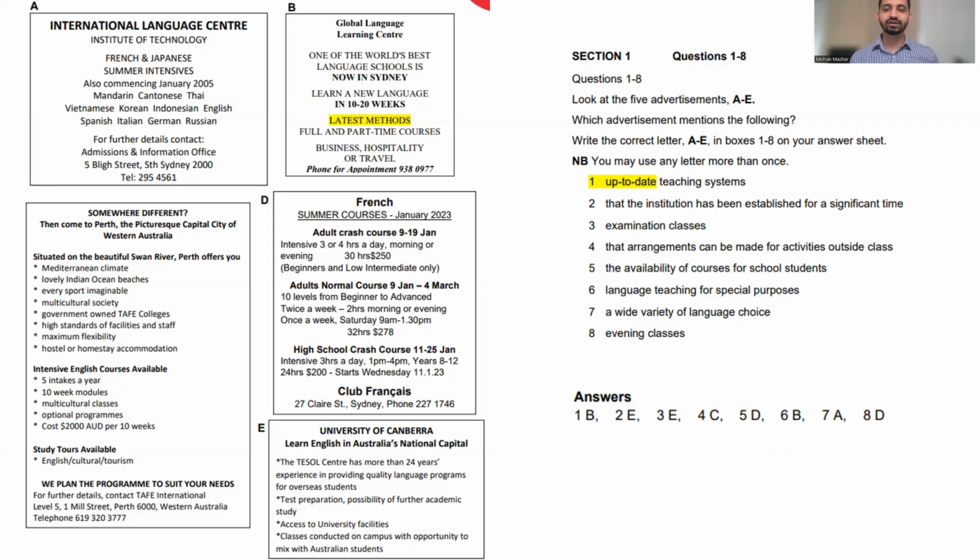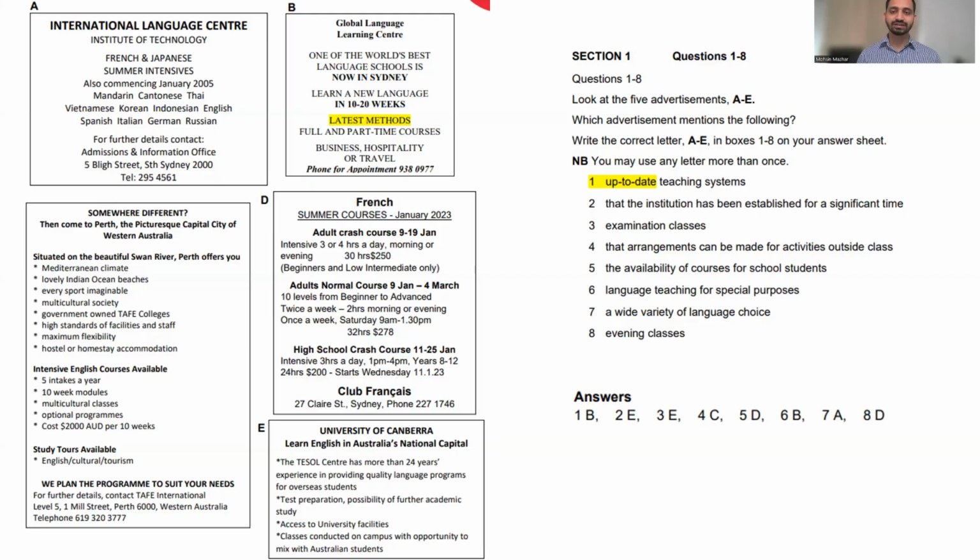5, the availability of courses for school students, right? 5 is D. So if you look at D, it does talk about high school crash course. So high school crash courses, for school students, right? So that's the link that you can make. 6 is B, language teaching for special purposes. If you look at B here, it talks about, they do offer business, hospitality, and travel courses, part-time courses, right, or full-time courses. So that's the special purpose that they mentioned.